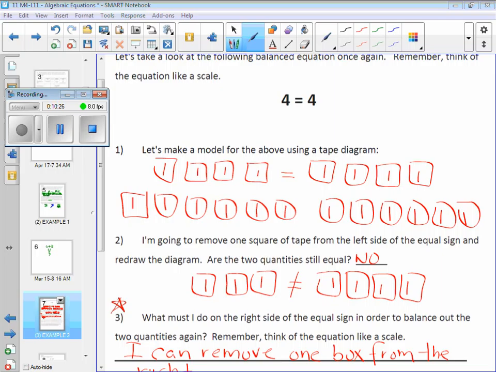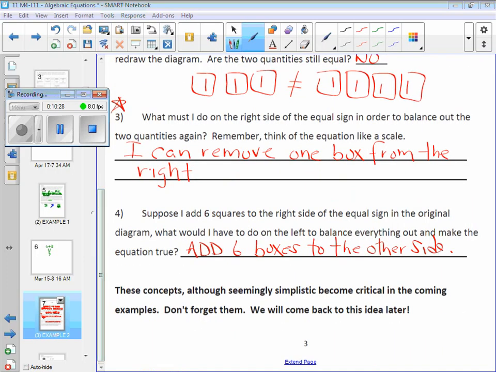So I just summarized that idea that you have to add 6 boxes to the other side. And like I said, I just told you these concepts, even though they sound simple, they're big ideas that you got to always revisit. And those big ideas again are whatever you do on one side of the equation, you got to do the same thing on the other side to balance it out. All right, let's go.